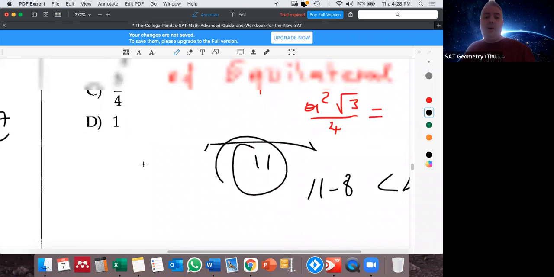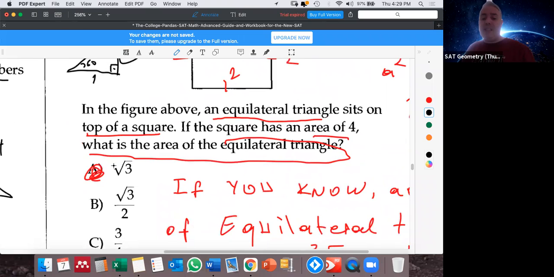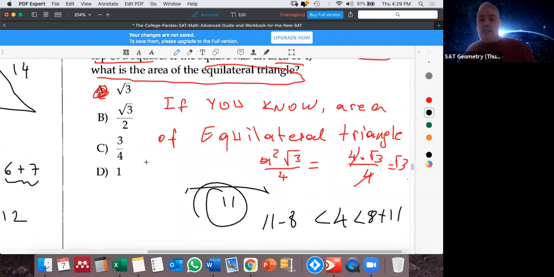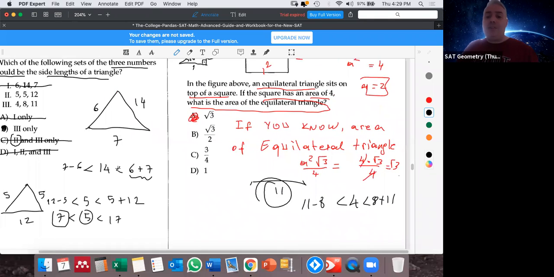Okay? So both ways we have seen. You may memorize this rule. It's really important. Sometimes you can solve the question easily. Equilateral triangle area is always a square root 3 over 4. If the base is a, so a square root 3 over 4 is the area of an equilateral triangle.